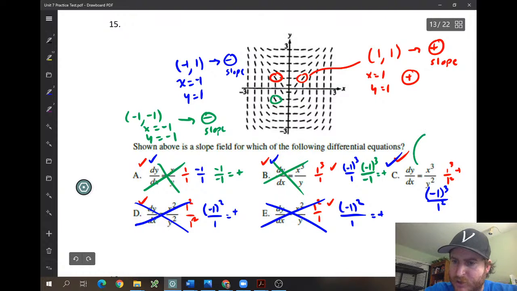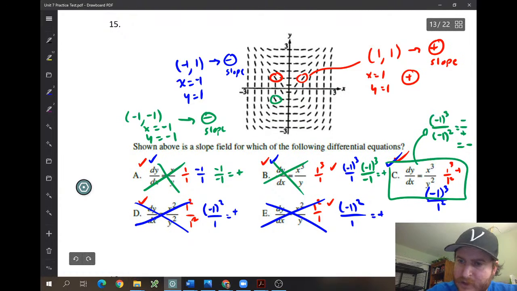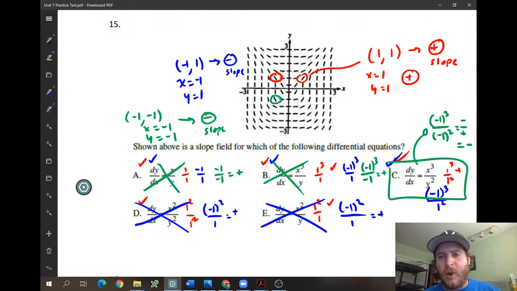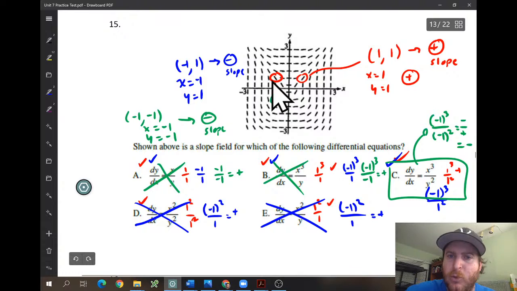Now let's just double check our answers. Negative 1 cubed is negative over negative 1 squared is positive. Right, a negative over a positive gives me a negative, and I wanted a negative. So choice C is the right answer. They take a while, but if you just go slowly and do that pattern, plug in 1 and 1, plug in 1 and negative 1, plug in negative 1 and negative 1, and compare it to what your expected answer on the graph is, you should always be able to get these.